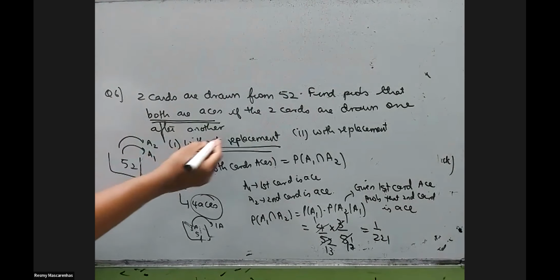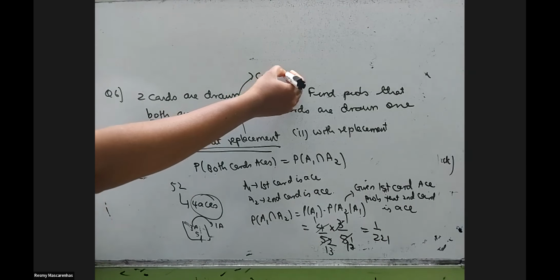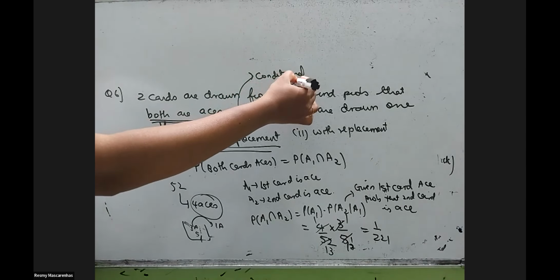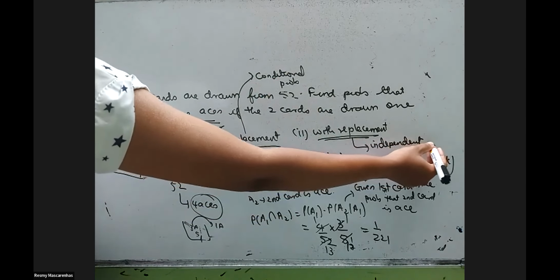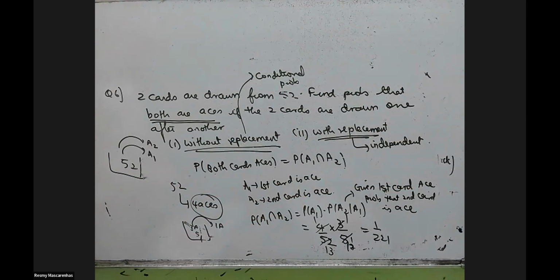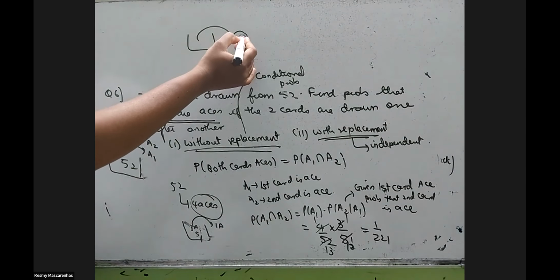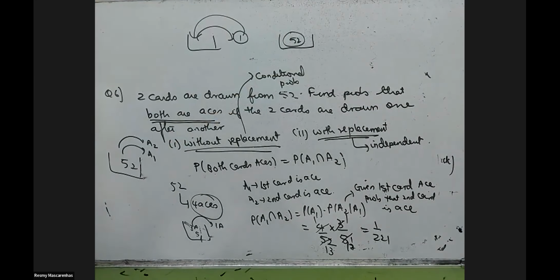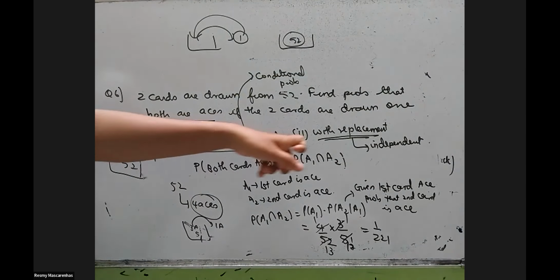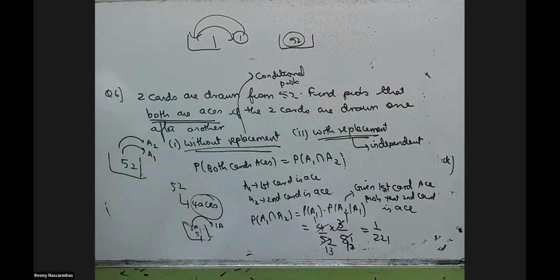So without replacement means always conditional probability. With replacement means independent events. With replacement means what? You are picking a card, you are looking at it and you are keeping it back. So will the second card be dependent on the first one? No. I pick the first card, I look at it, I put it back. So again, when you go to remove at the second time, you'll have 52 only. It is not dependent on the first one. So with replacement, if they say, then it's always independent.